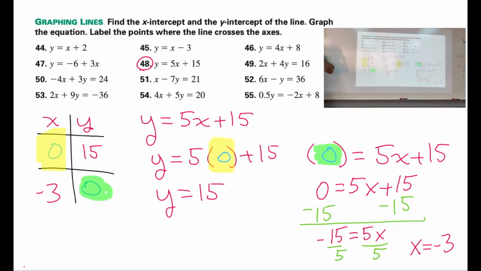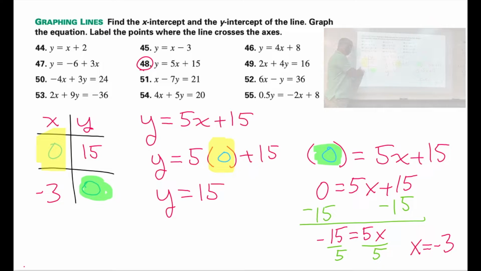Any questions in here that would help Alex out on how I created this table? Put a 0 under the x. That means substitute 0 for x in the original equation. Put a 0 under the y in the table. That means substitute 0 in for y in the original equation. Solve in both cases, fill in the appropriate amounts. Now I know that my graph only has to go out to negative 3 on the x-axis, but it has to go up to 15 on the y-axis.